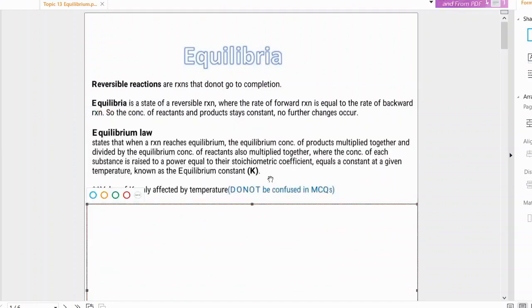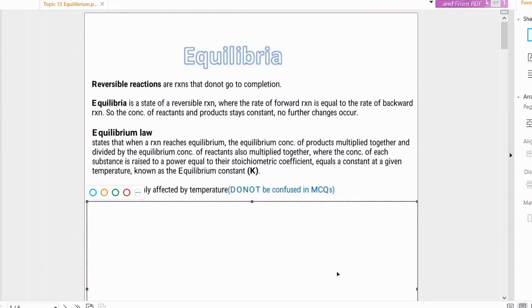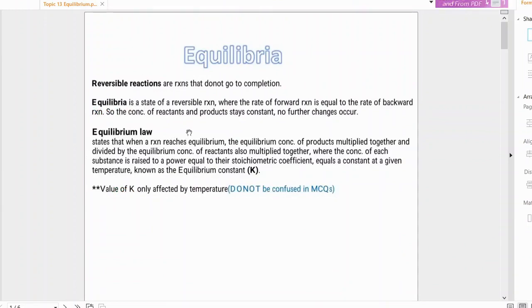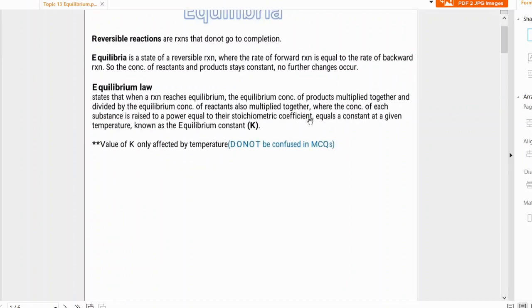So moving on. Equilibrium law. So equilibrium law states that when a reaction reaches equilibrium, the equilibrium concentration of products, not the initial concentration of products, because initially products concentration is 0, logically speaking. So equilibrium concentration of products multiplied together and divided by, again, the equilibrium concentration of reactants also multiplied together, where the concentration of each substance is raised to a power equal to their stoichiometric coefficient. And this equals a constant value at a given temperature.